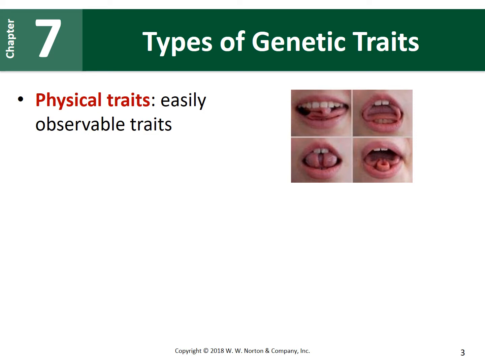In addition, we can look at another categorization of genetic traits. Traits can be physical traits, so they're easily observed. So a lot of the traits that I just described in relation to the dogs are physical traits. So height, coat color, number of legs, we can actually see those and observe it. An example in humans is being able to roll your tongue or not being able to roll your tongue.